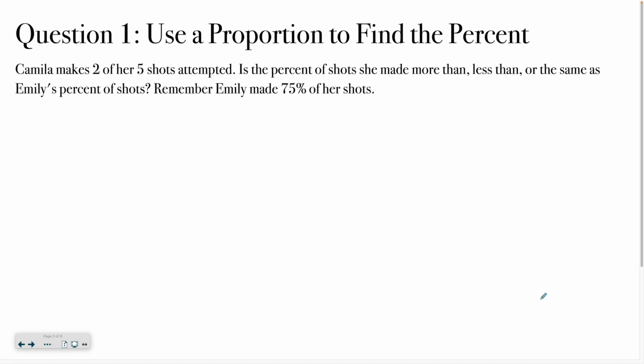All right, now Camilla makes 2 of her 5 shots attempted. Is the percent of shots she made more than, less than, or the same as Emily's percent of shots? Remember, Emily made 75% of her shots. So why don't you go ahead and set this one up just like I did on the last problem and see what you end up with. Good luck.